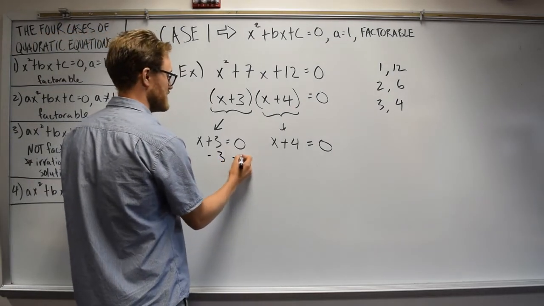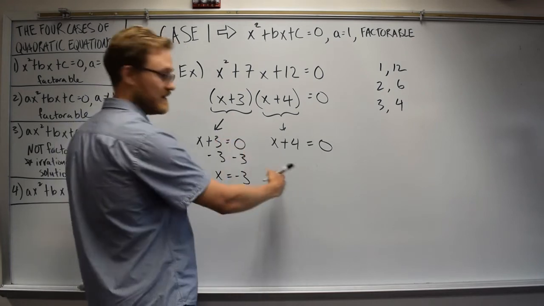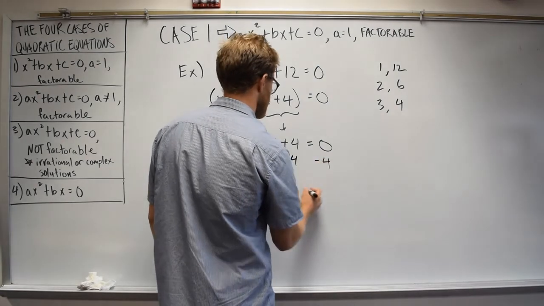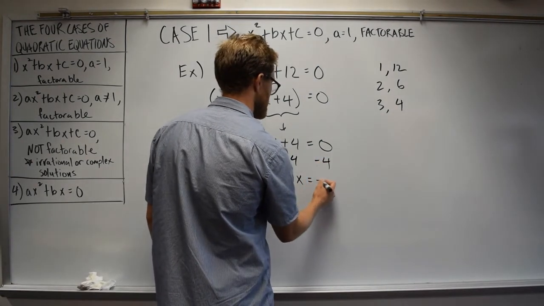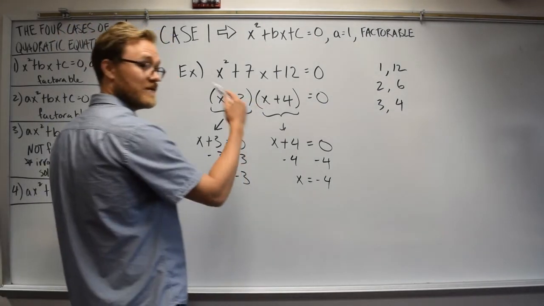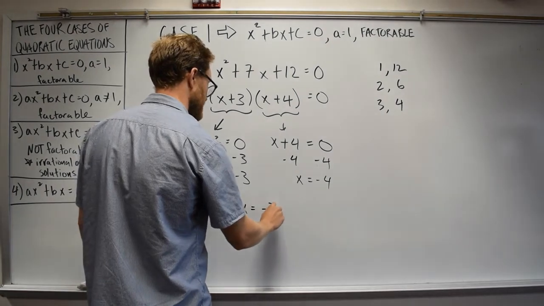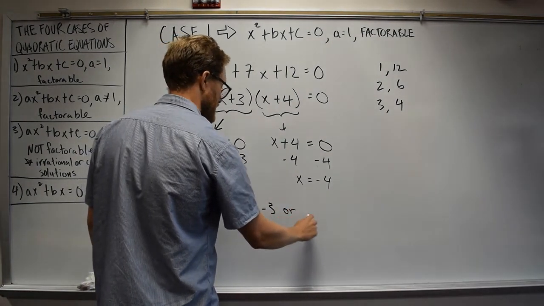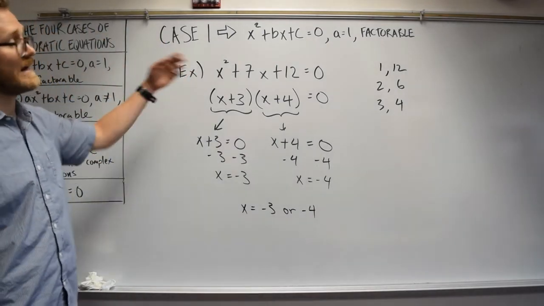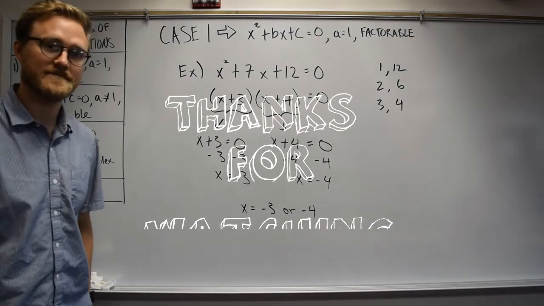So on this one, I'm going to subtract 3 from both sides. I get x equals -3. On this one, I'm going to subtract 4 from both sides. I get x equals -4. So our solutions to this quadratic equation are going to be x equals -3 or -4. And if you want to, you can plug those back in. They should work out. All right.